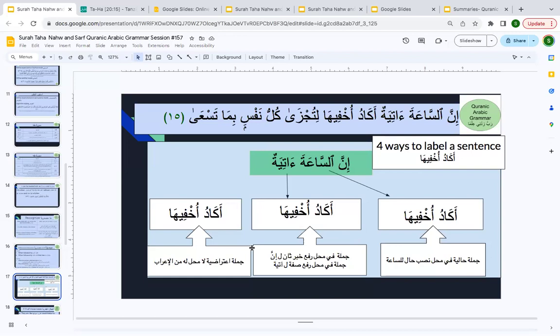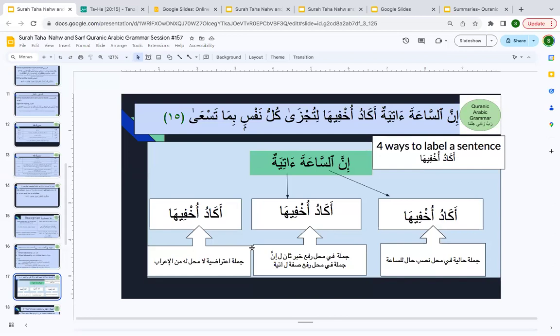Otherwise, your mubtada, your subject, and predicate match. I don't say she is a boy or he is a girl. Keep that example in mind, and that will help you understand this concept as well. So in akadu ukhfiha, again, there is a ha that is referring back to ismu inna. When you label it as sifa for atiyatun, again, there is a pronoun that is going back to atiyatun.